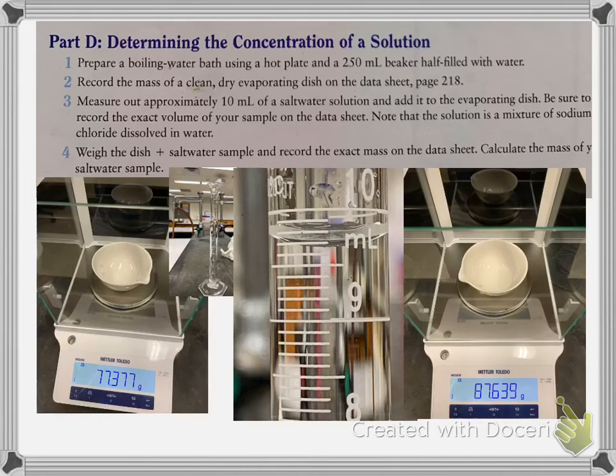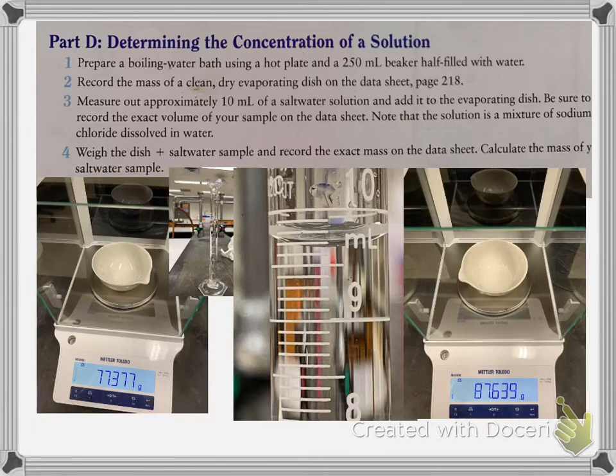So now let's move ahead to part D. In part D, we're determining the concentration of a solution. And this part of the text is really in chapter 14, where they talk about concentration and concentration units and how to calculate concentration. Also, if you're struggling with the pre-lab or reflective exercises, they do give you the equations and go through an example in your introduction in this lab.